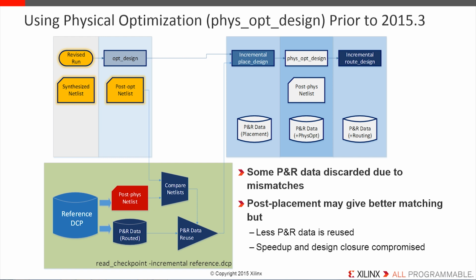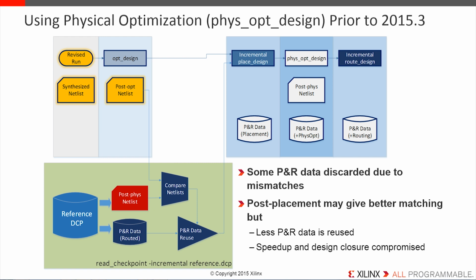The netlist of the reference design may be significantly modified by the physical optimization, for example, as a result of replication of high fanout net drivers. And this netlist is compared to the post-opt design netlist, which is modified due to design changes, but does not include any physical optimizations. The result of this is that the netlist comparison yields a suboptimal match, and much place and route data from the reference design ends up being discarded.